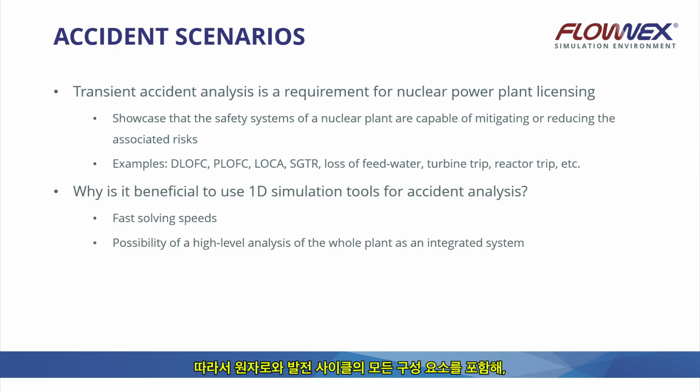This creates a need for a computer code capable of simulating such nuclear plants, the reactor and the power cycle with all of its components in steady state and transient. 3D CFD computer codes often take a very long time to solve or focus on specific elements of a nuclear system and require a lot of computing power. However, 1D simulation tools can simulate larger systems much faster with much less computing power.